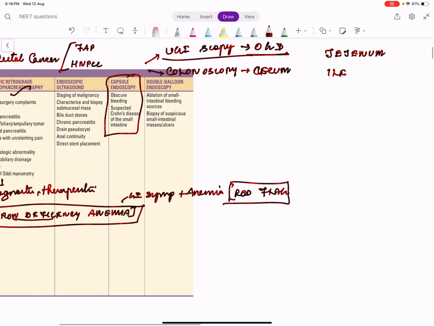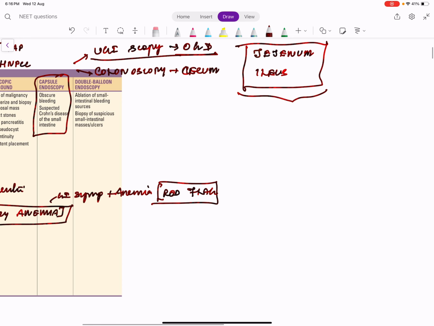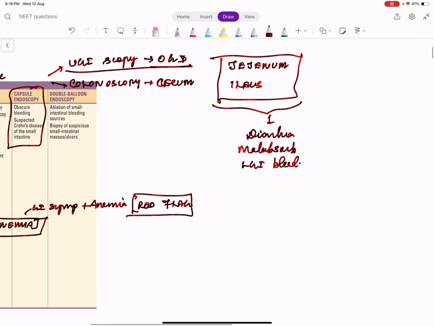So how can we visualize the jejunum and ileum? Because their disorders, as we know, can cause diarrhea and malabsorption. They can also cause lower GI bleeding. So when there is bleeding or anemia, and both the scopies, upper GI scopy and lower GI scopy, do not reveal any findings, then we have to visualize this part. That is through capsule endoscopy.